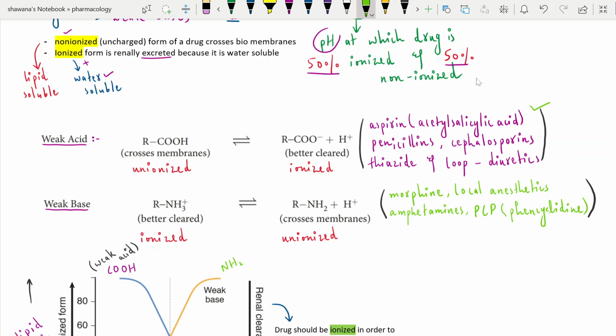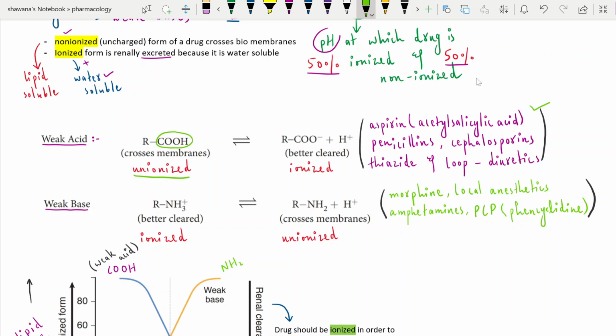So, a weak acid can be either present in ionized form or in unionized form depending on the pH of the environment, the pH of the medium. The unionized form is a form in which the carboxyl group is attached to the weak acid.